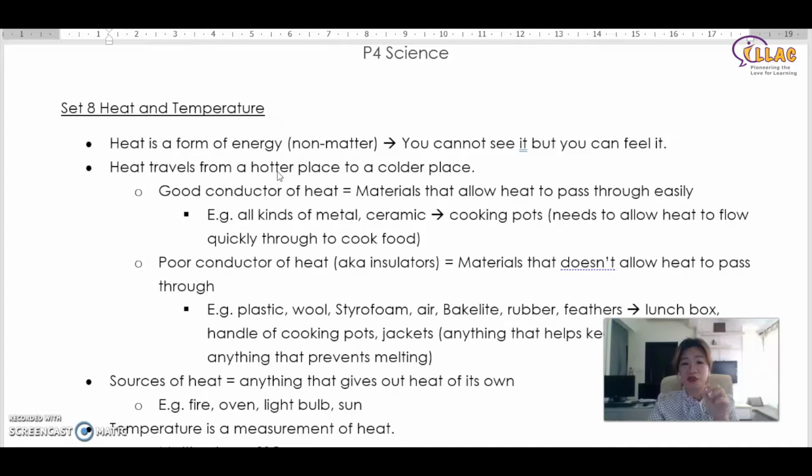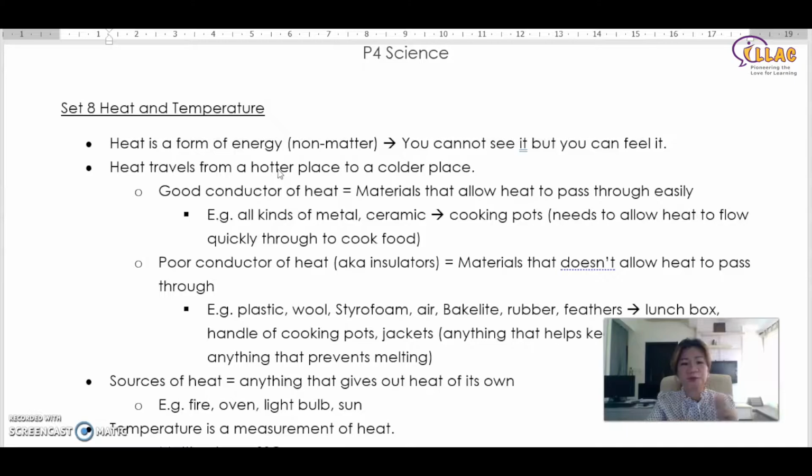For example, they have a candle and then they show you a bar and they have wax on top of the bar. I'm not sure if you are familiar with that. So the candle is burning the bar. They will ask you, in wax A, B, C, D, which one drops first? Of course, the one that's nearer to the candle drops first, because heat travels from hot to cold. So that's one example question they will ask you. So remember this concept, heat travels from hot to cold.